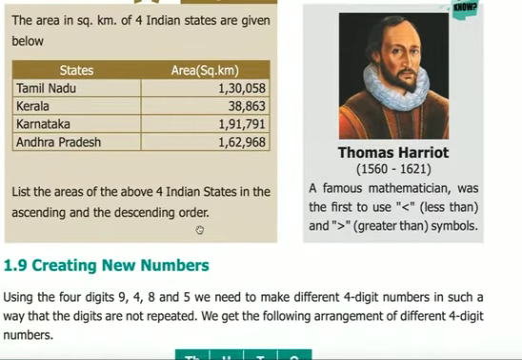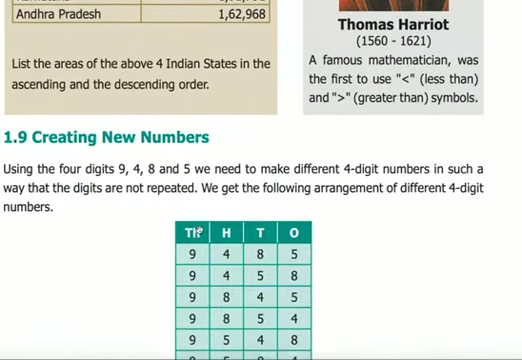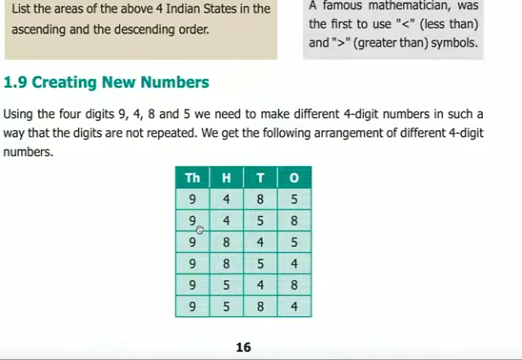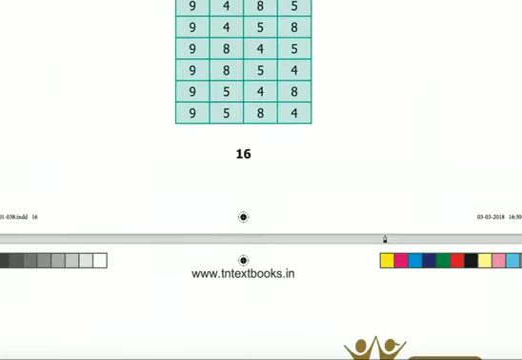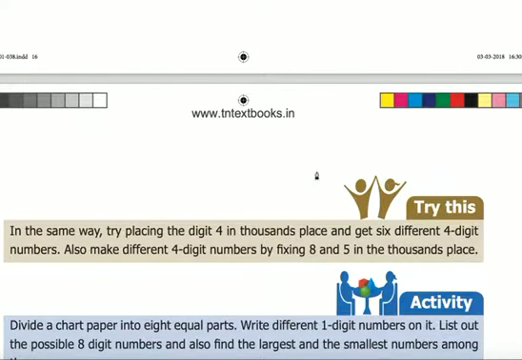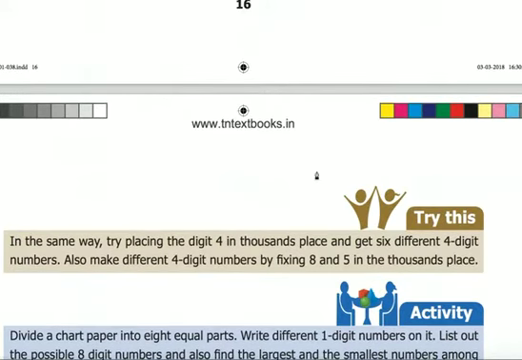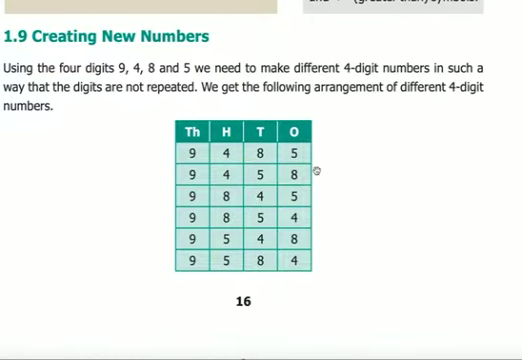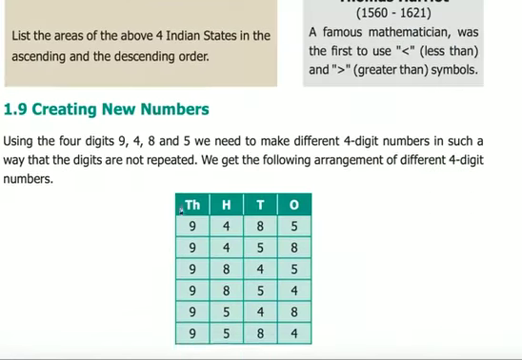Now you try this. By using these numbers, we can make four different four-digit numbers, right? Without repeating the numbers, without any repetition. This is only by placing 9 at the 1000 place, right? Now you have to keep 8 in the 1000 place and repeat the same thing, okay?